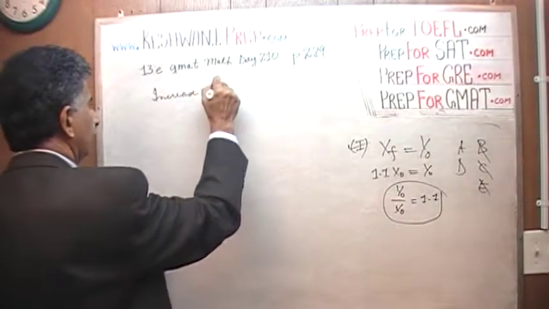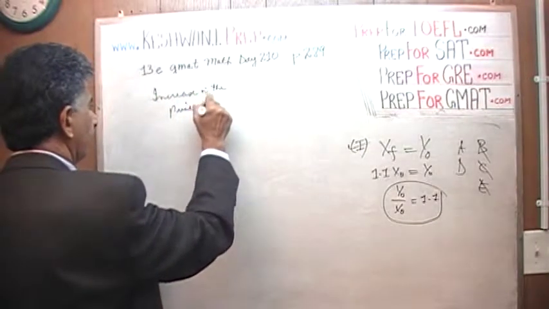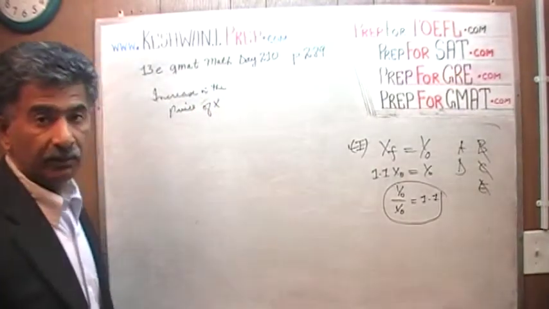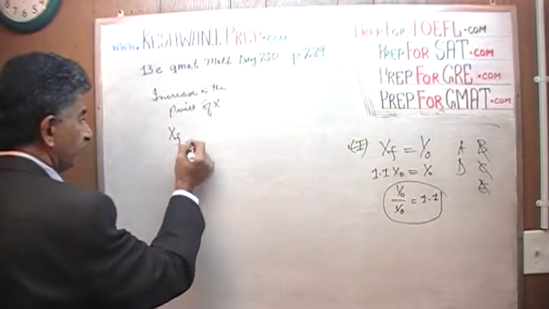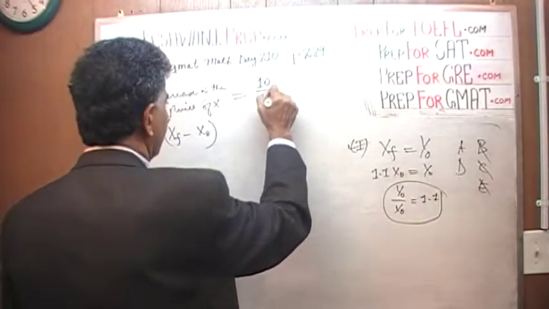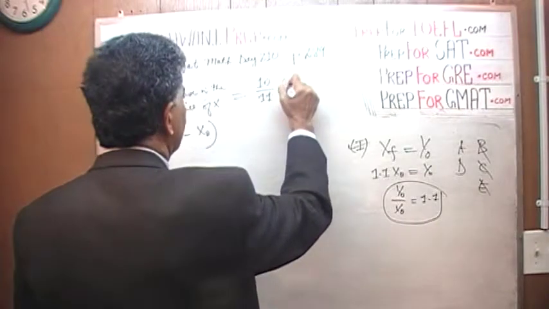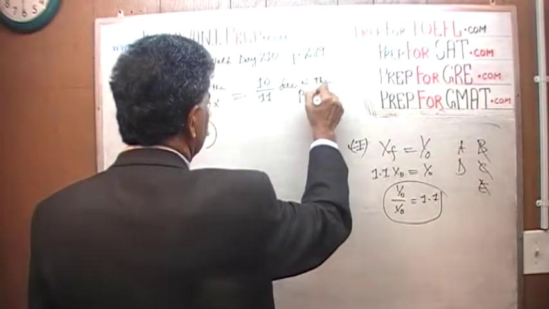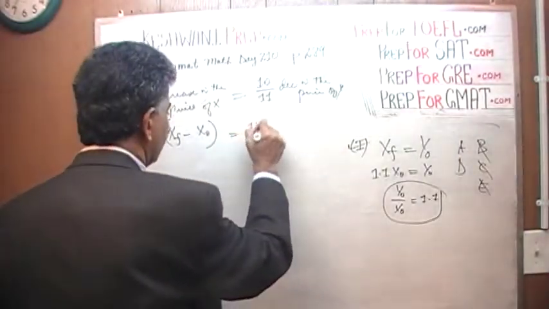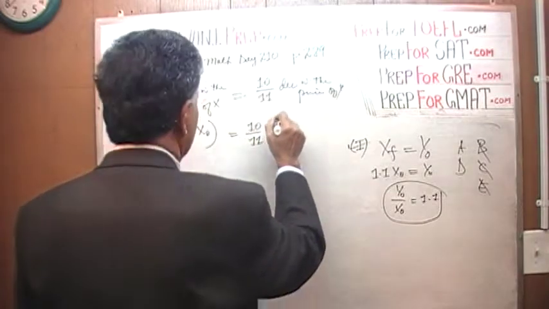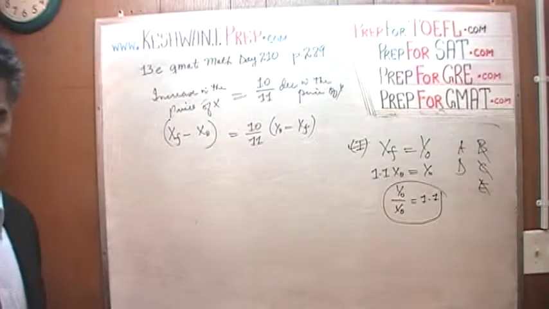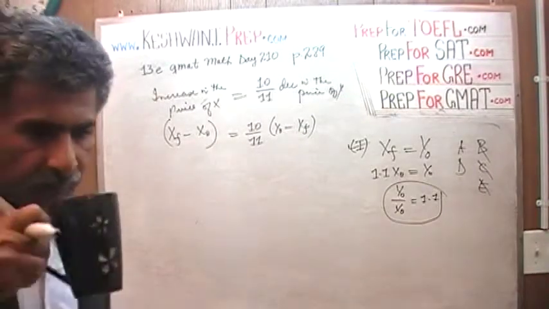Increase in the price of X. What was the increase in the price? Well, the increase in the price is simply the final price of X minus the original price. This is the increase in the price of X, and we are told here that is 1011 of decrease in the price of Y. What was the decrease in the price of Y? Well, the decrease in the price of Y was, again, you take your original price minus the final price. This is the decrease in the price.